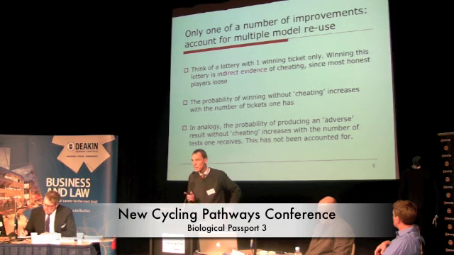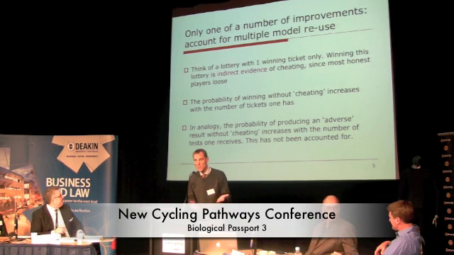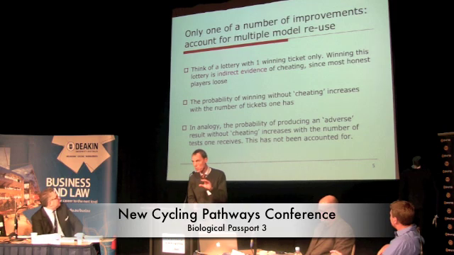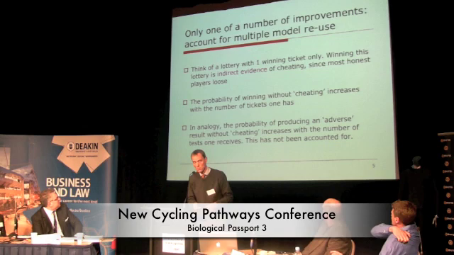Then you can think of a lottery, for example, with one winning ticket only. Winning this lottery is indirect evidence of cheating. It's completely analogous to the biological passport. Since most honest players lose all the time, their whole life. And the probability of winning without cheating increases, of course, with the number of tickets that you have bought. The same with the biological passport, and you have to account for that. That means that the normal range gets broader, and you have to do that in advance.